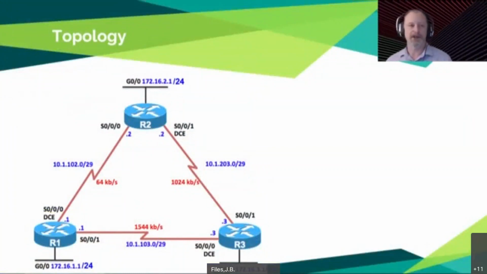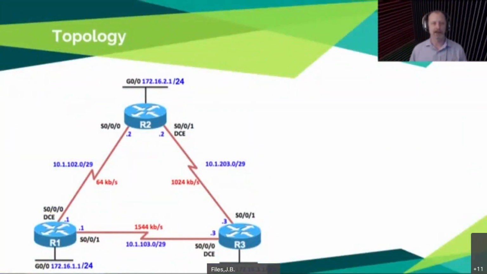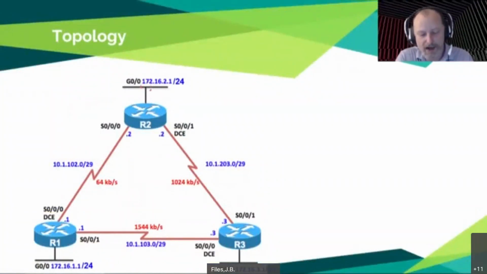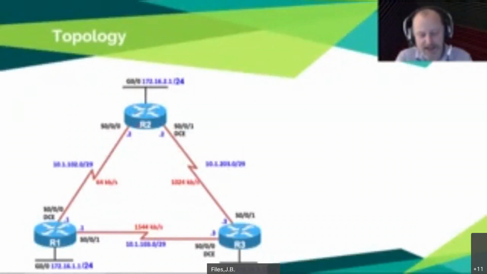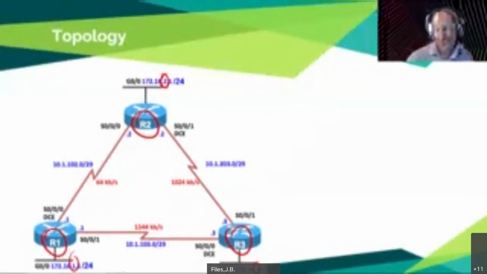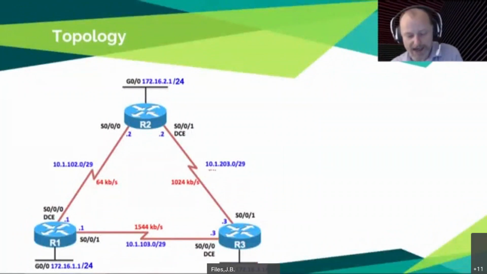Here's the topology. So we have routers 1, 2, and 3. The LANs are 172.16 and 2, so it's .2, R3, 3, R1, 1. Okay. So 172.16 is the LANs. And then we have the 10.1, which is the links.